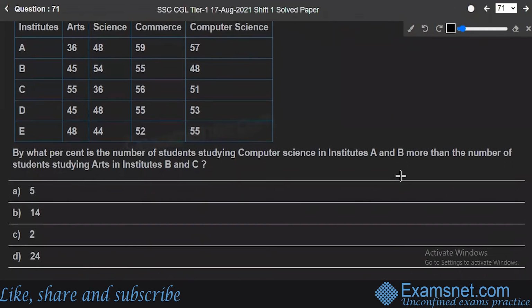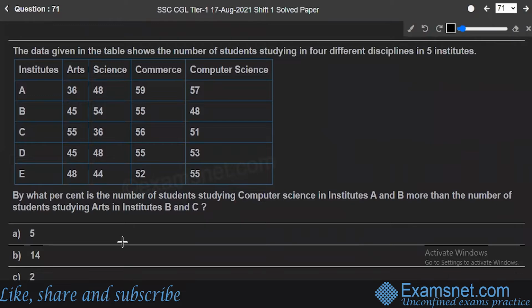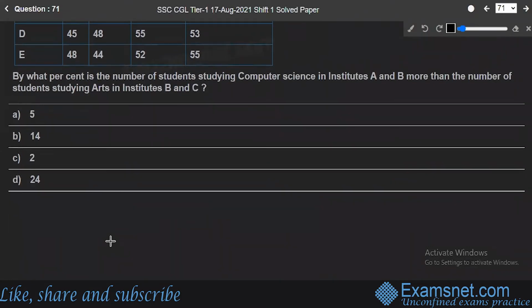Question says, by what percent is the number of students studying computer science in institute A and B more than the number of students studying arts in institute B and C? So very easy question, right? You have to simply collect the data from the table.